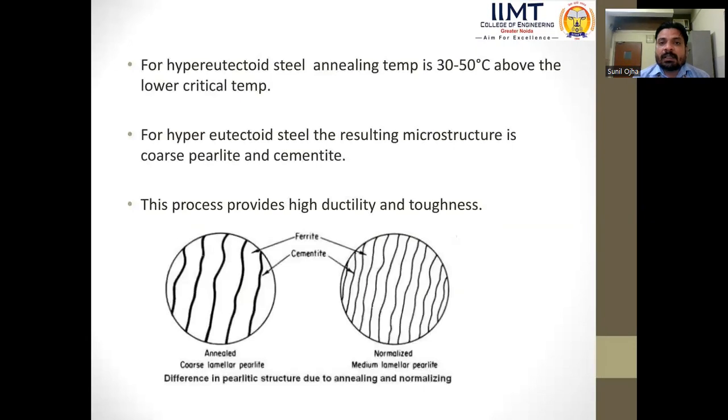For hypereutectoid steel, annealing temperature is 30 to 50 degrees centigrade above the lower critical temperature, and the resulting microstructure is coarse pearlite and cementite. This process provides high ductility and toughness. As you can see here in the structure, ferritic and cementitic structure, annealed coarse laminar pearlite and medium laminar pearlite, normalized medium laminar pearlite. This shows the difference in the pearlitic structure due to the annealing and normalizing processes.